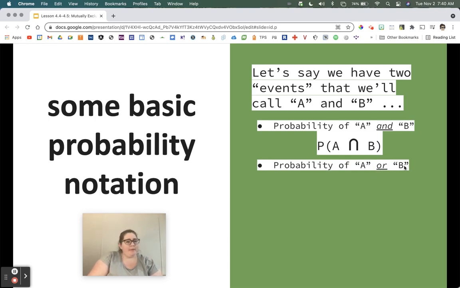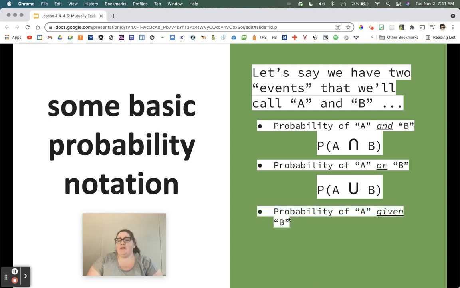The second one is if we're trying to find the probability of A or B. And in probability notation, when we're talking about the word or, that means one or the other or both. So technically, this is the probability of A or B or A and B. And the symbol we use for that is this kind of U shape. It stands for union because we're talking about the union of those two events happening, either one of them happening. So we kind of add. So we think of it as a union.